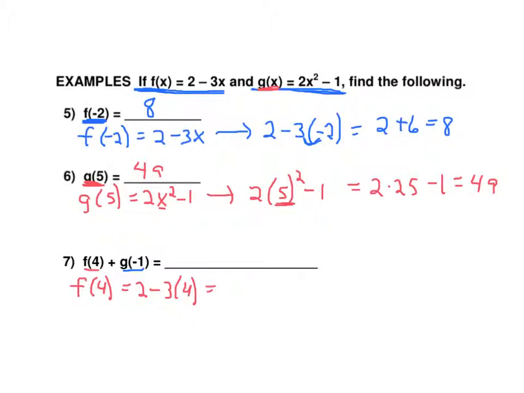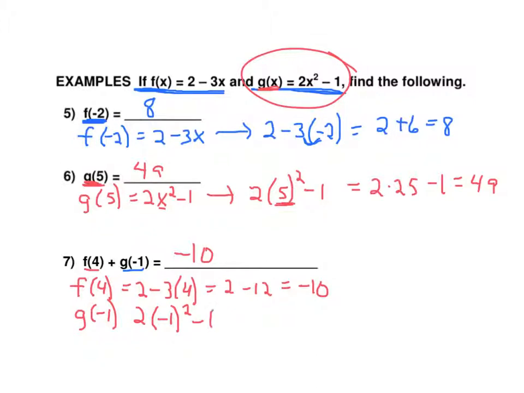So this is 2 minus 12, which is negative 10. So negative 10, and then I do g of negative 1. So I take the 2 and then I put a negative 1 where the x is. And remember, I'm using this right here, minus 1. So I take negative 1 and square it. That gives me positive 1. So this is basically 2 times a positive 1 right here. Then I subtract 1. So 2 minus 1 is just 1.